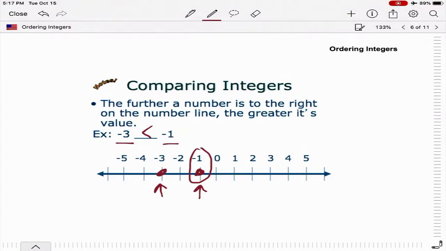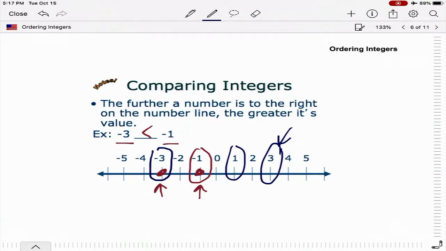A lot of kids are like, wait, what? No, but 3 is bigger than 1. Yeah, 3 is bigger than 1. Notice how 3 is more to the right than 1. But we're talking about negatives now. And in the negative world, it's kind of like the opposite if you think about it. The smaller the absolute value is, the bigger the number really is in the negative world.